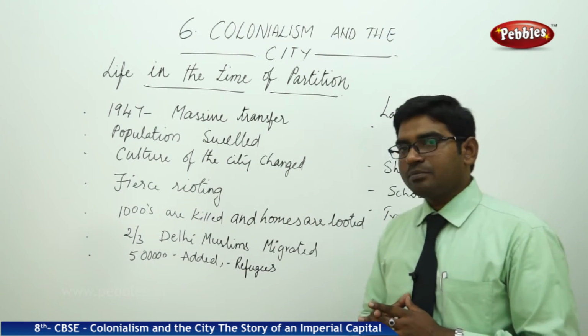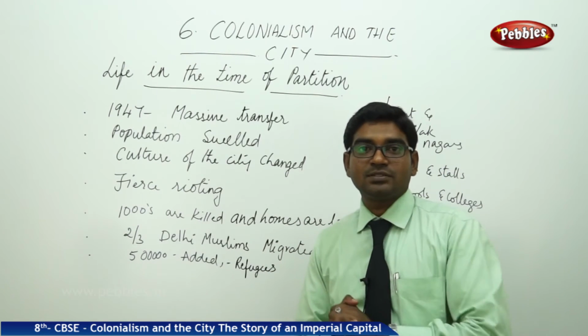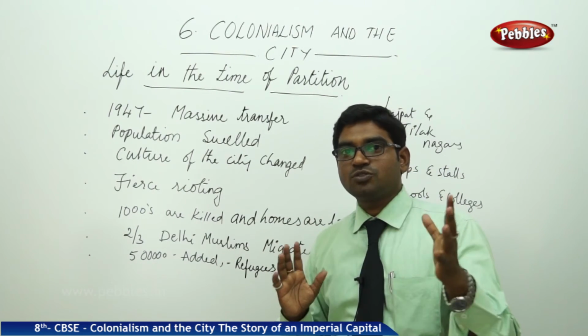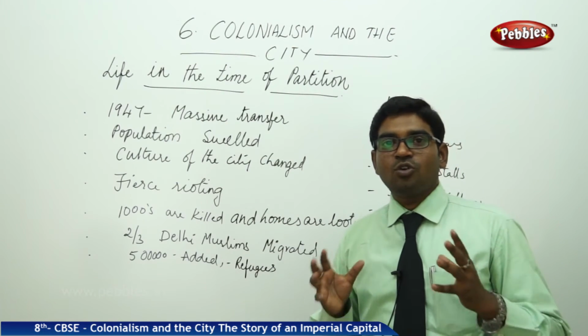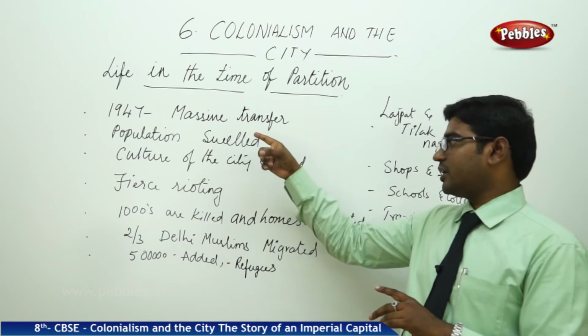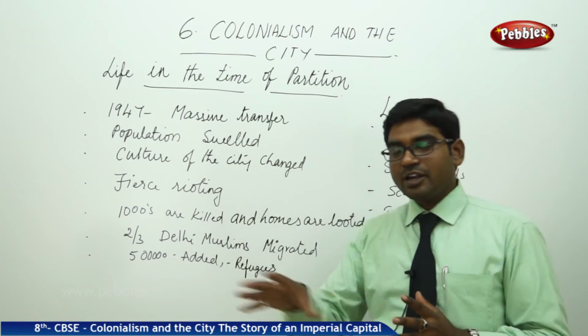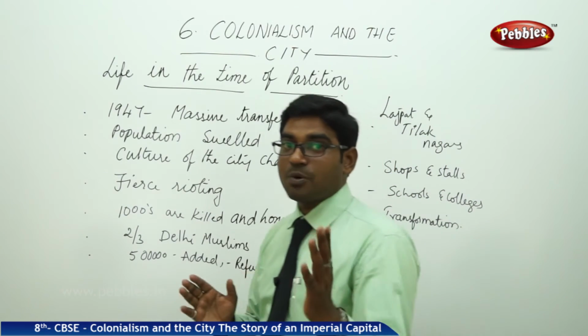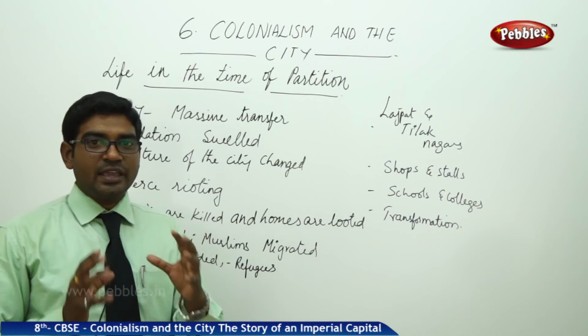Two-thirds of the Delhi Muslims were forced to migrate. 44,000 families were abandoned and forced to leave for Pakistan. 5 lakh population got added to Delhi. As I mentioned earlier, the population got swelled. Already by 1951 we had 8 lakh population in Delhi. So it was nearly 10 to 13 lakh population now staying in Delhi.